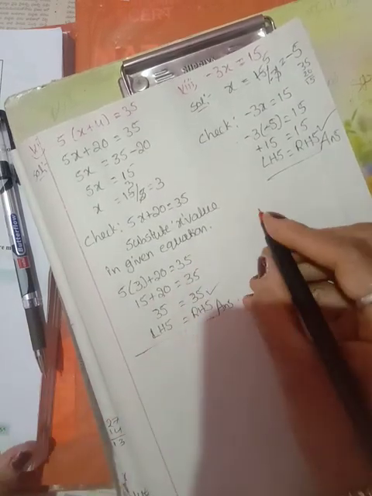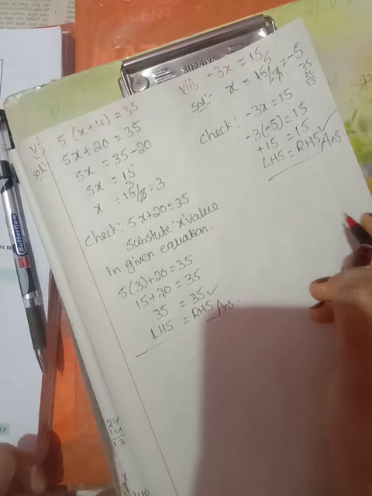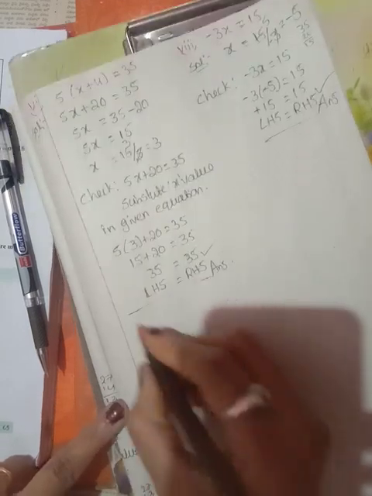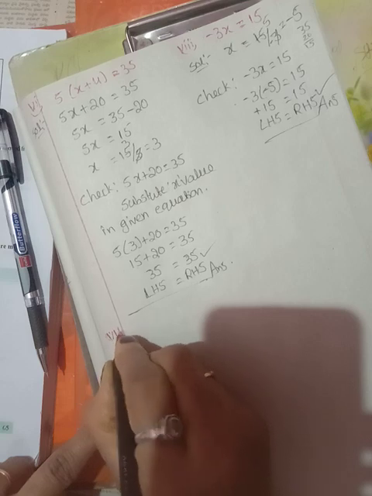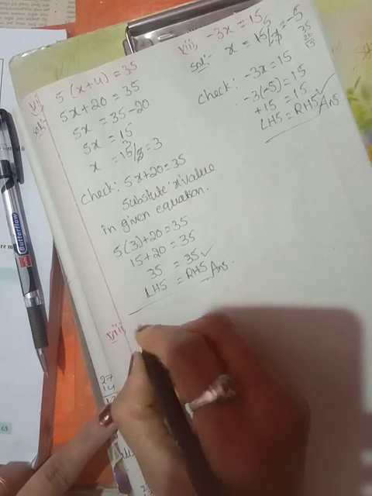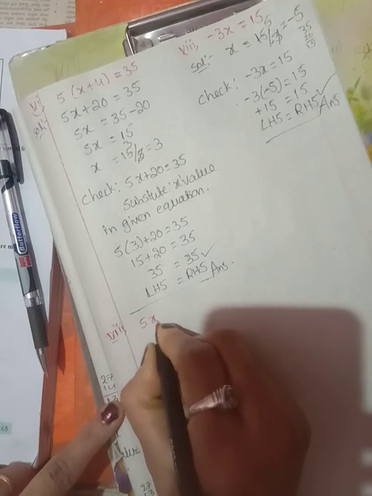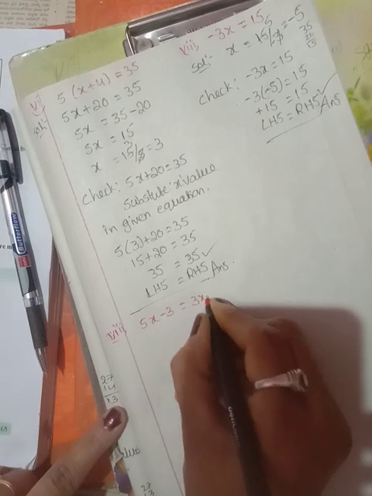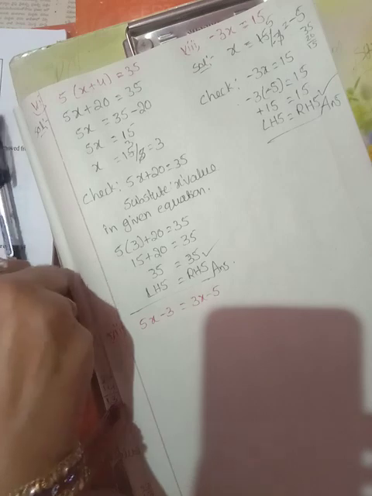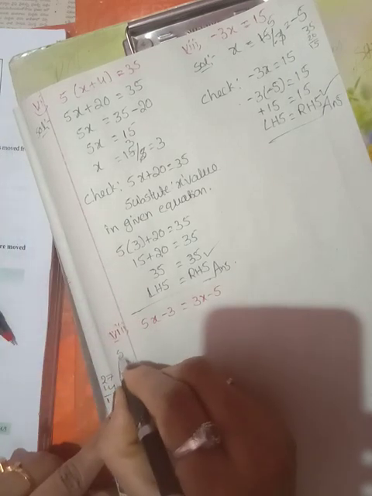One side, another problem. Tell me the 8th problem, Gagan Sai. 8th problem: 5x minus 3 equals 3x minus 5. Yeah, very good. Now the solution.